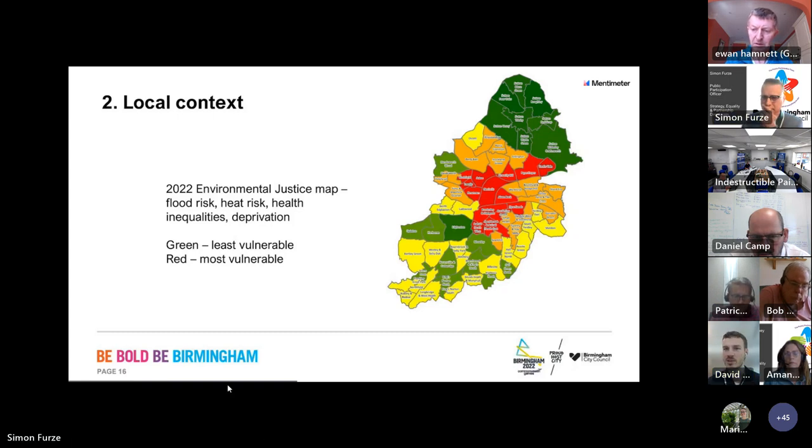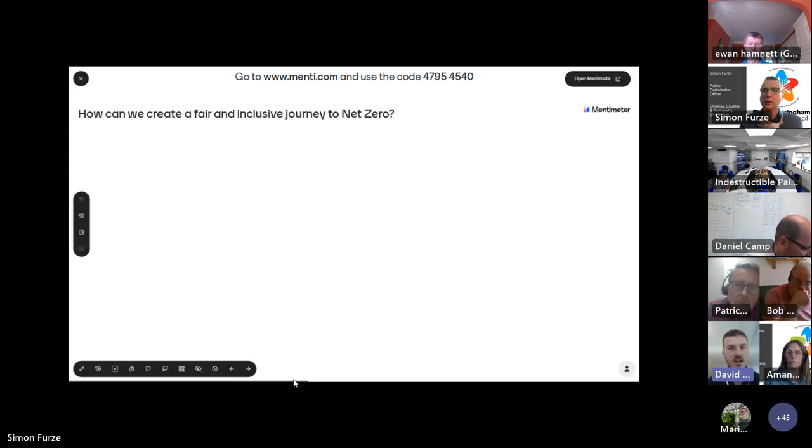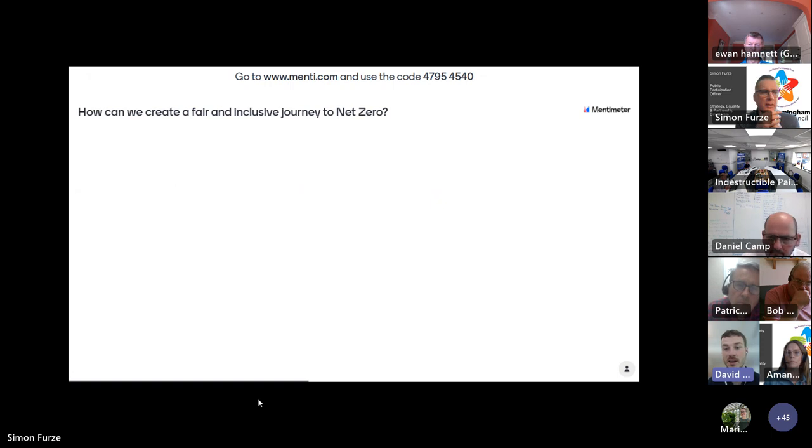So I suppose that's just one example I wanted to share to give a bit more colour to what I meant by the different challenges and opportunities that the city faces. So opening it back up to the room, I'd really love to know how we can create a fair and inclusive journey to net zero. What are the key priorities and ways of doing this that people see?